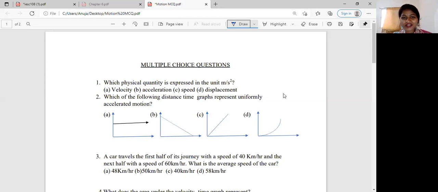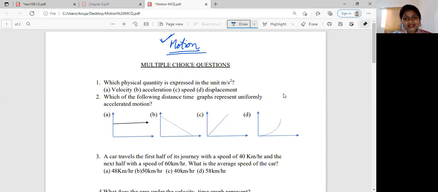Hello everyone. Today we will discuss some multiple choice questions of chapter Motion of class 9. So today let's practice some of the questions of the chapter Motion. Let's start with the first question.